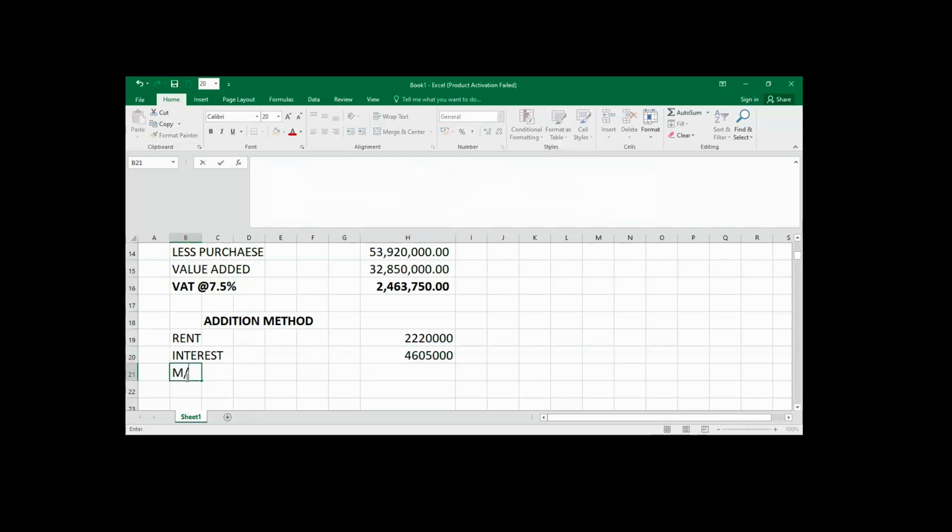After interest, we have maintenance of motor vehicle. It's also a reward for the entrepreneur because it's the one that will carry out the maintenance. Maintenance of motor vehicle is a reward for entrepreneur. How much is that? 1,800,000.